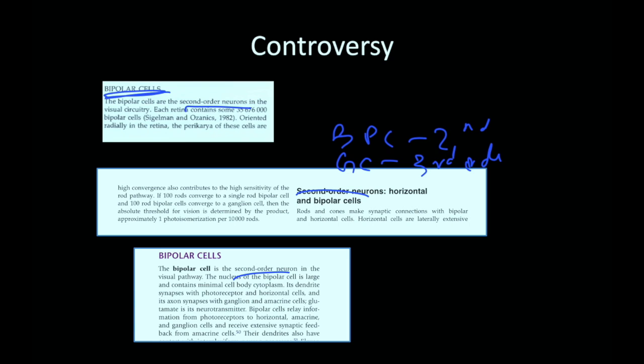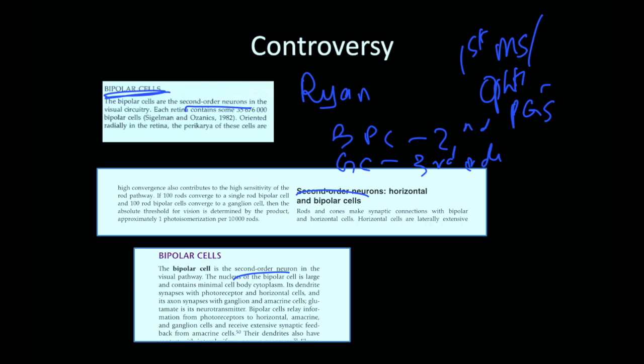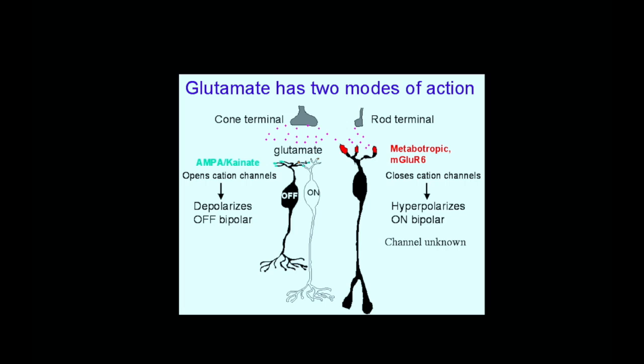But for those who are first year MS or Ophthal PGs, I think it's always good to quote some standard textbooks like Ryan's Retina and Wolff's Anatomy. These books say bipolar cells are the second order neurons. So here is a controversy, and I hope this helps.